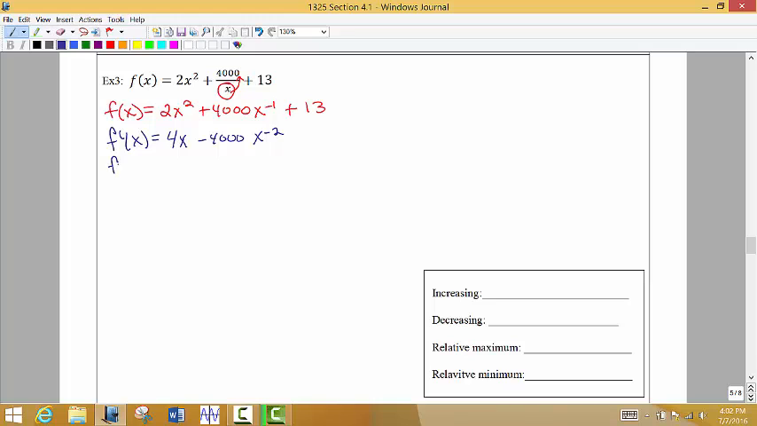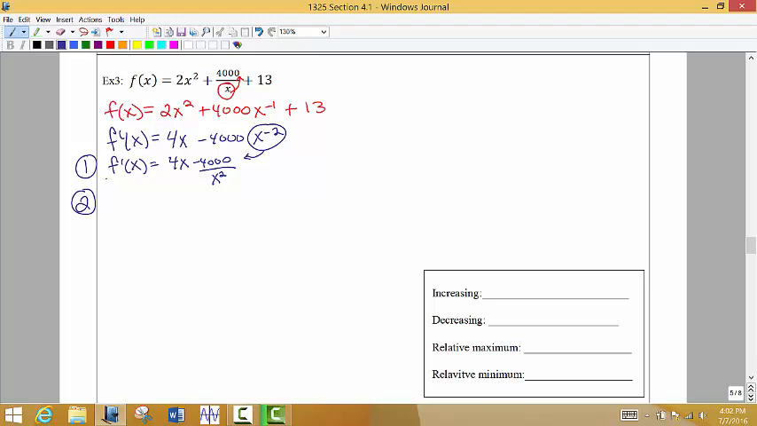Now, because we are going to use the first derivative, once again I'm going to rewrite it. I'm going to move this negative 2 back down to the bottom of that fraction. So we have 4x minus 4,000 divided by x squared. So when I pull that down to the bottom of the fraction, the exponent becomes positive again. So this is my first derivative. So the first step is to find the first derivative.